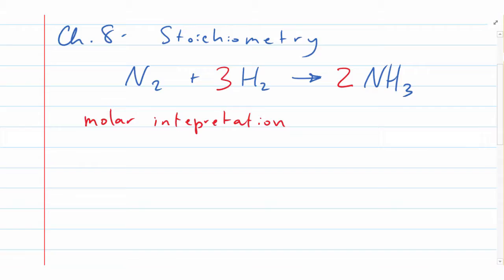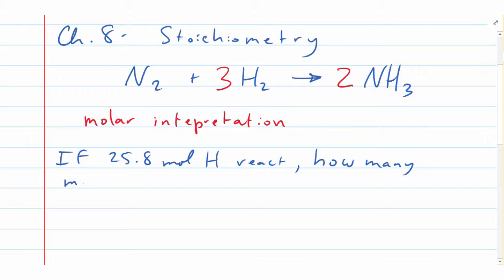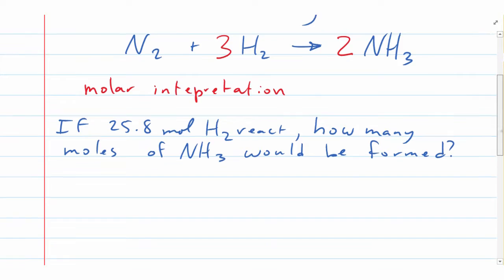So then, if we had a problem like this, we could say if 25.8 moles of hydrogen, that should be H2, react, how many moles of NH3 would be formed? Well, we have a basis for answering a question like this. We start off with what we're given, just like before. We're given 25.8 moles of H2. And what are we looking for?